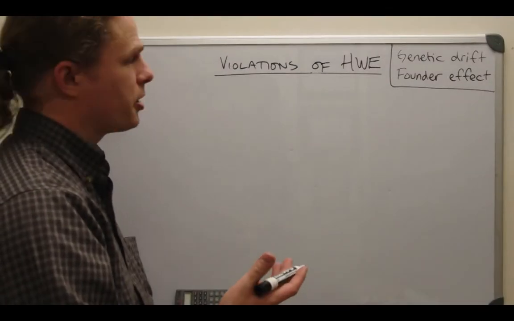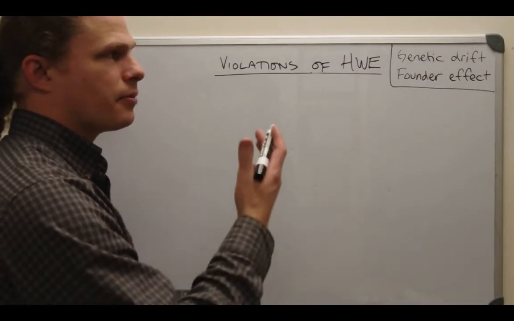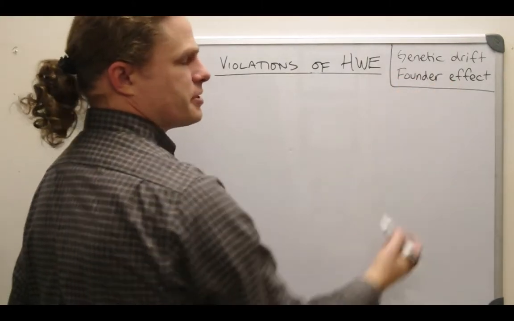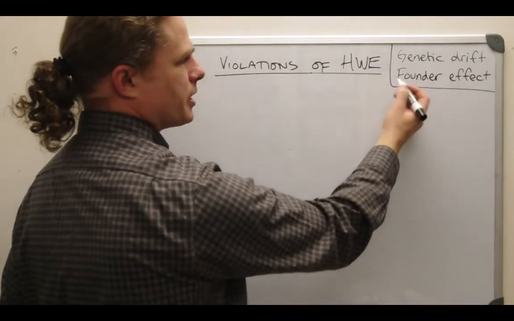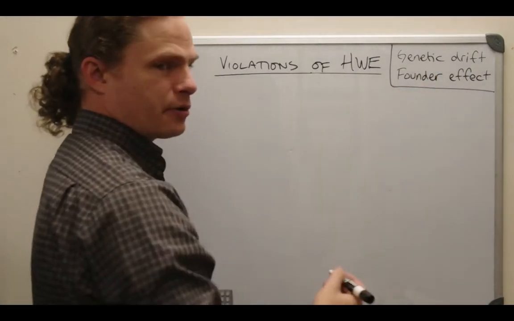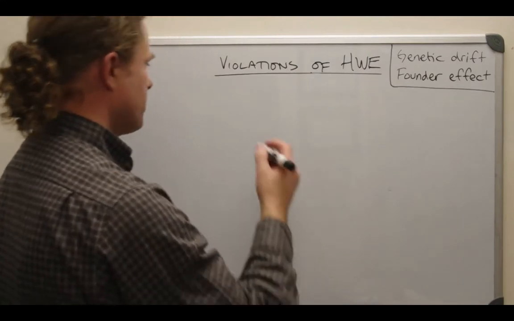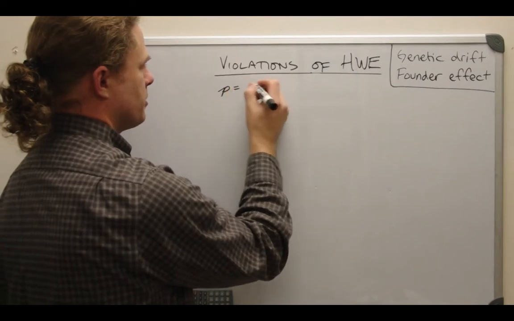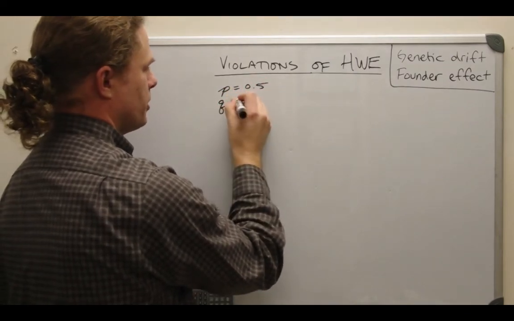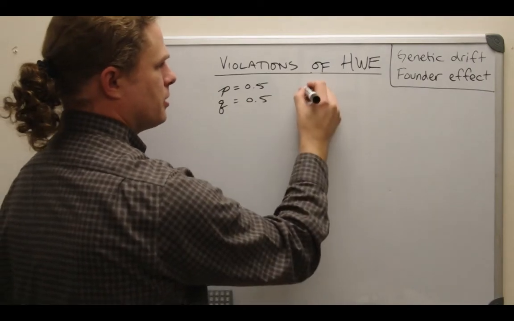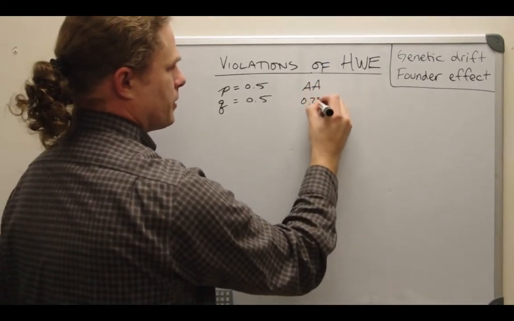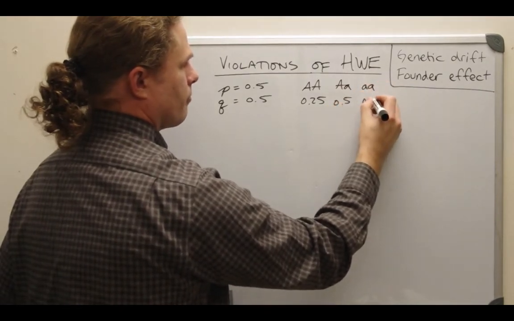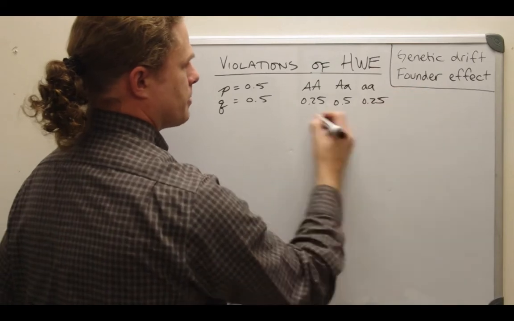Another violation of Hardy-Weinberg equilibrium conditions arises out of non-random sampling. This is sometimes referred to as genetic drift, and one particular example of this type of effect is known as the founder effect, which is something that we'll describe now. So let's assume a population exists that's in Hardy-Weinberg equilibrium. Let's use P equals 0.5 and Q equals 0.5 for this population. This population has the following distribution of genotypes. Okay, which adds up to 1.